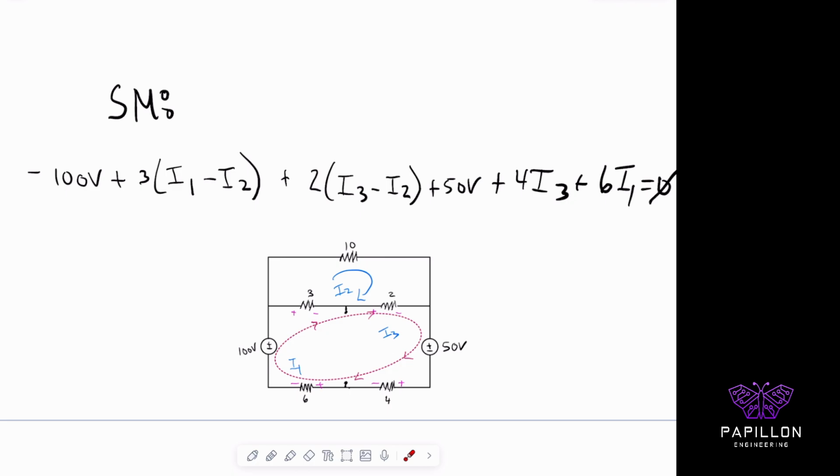Then in my super mesh, I go into the I3 zone, right? See that little divider? But I'm still one loop, so I have to keep them quasi-separate. It's going to be 2 times I3, and I'm opposing I2's direction. This is going clockwise, this is also going clockwise, but they're opposing each other. So it's 2 times I3 minus I2. Then I'm entering the positive terminal of the 50 volt source, so plus 50 volts. Then I go into the positive 4, times I3, since I'm still in the I3 zone, plus 6 times I1, all equals 0.